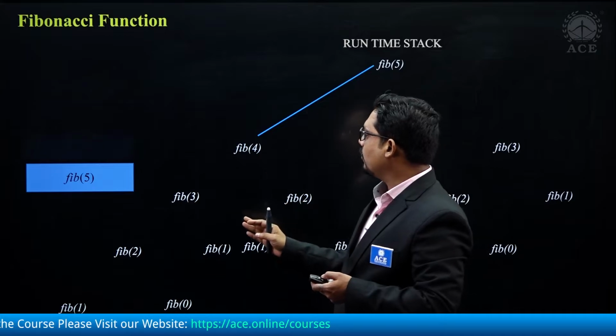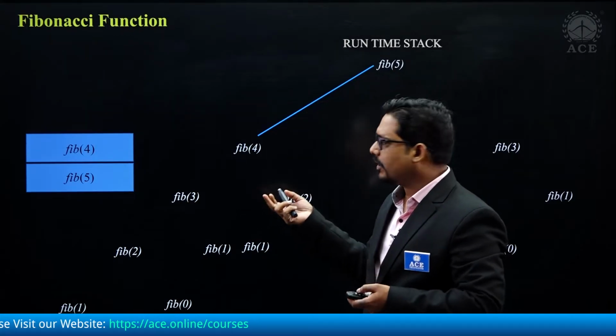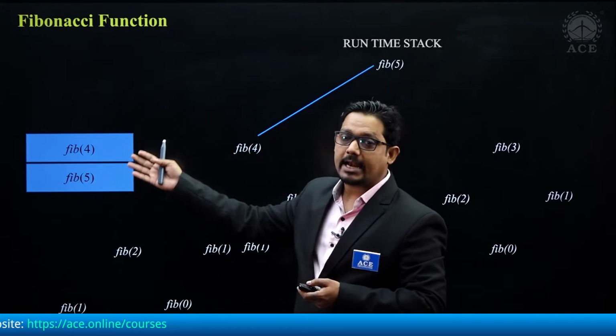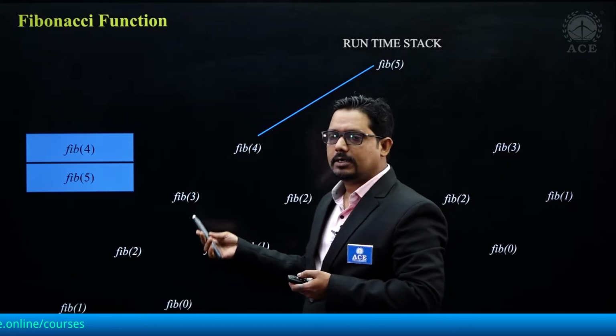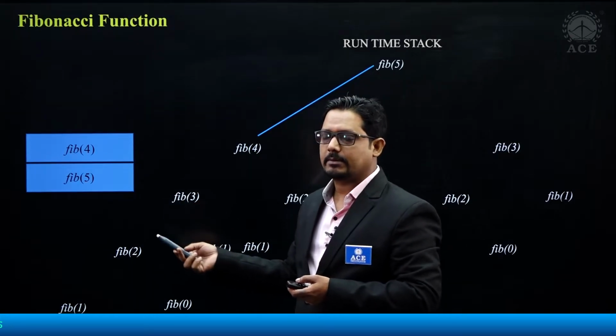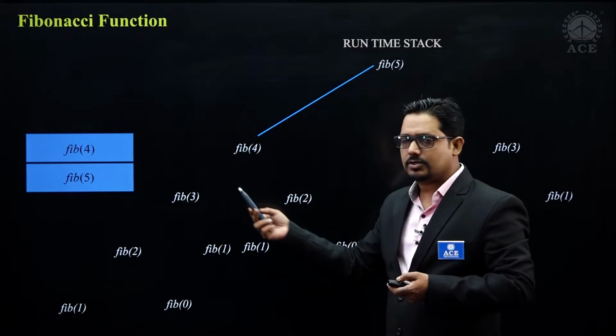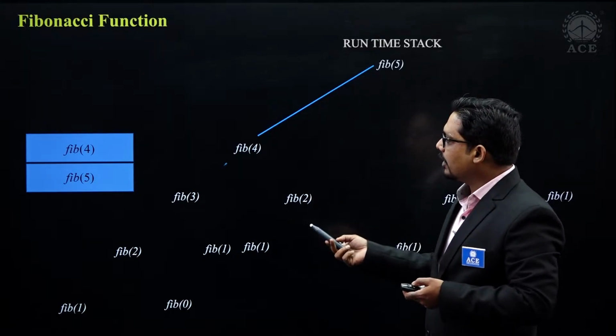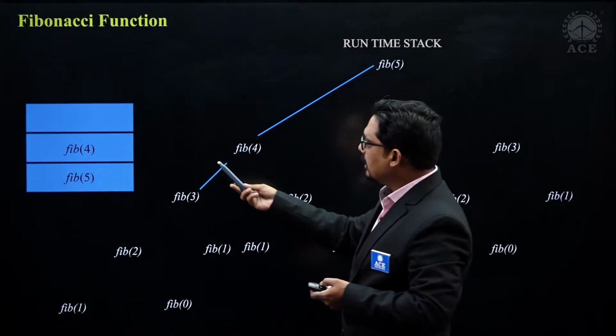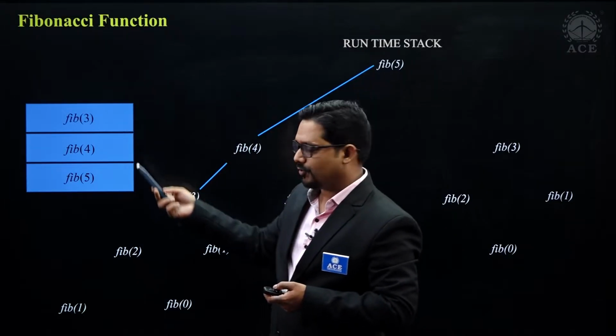The moment fib4 is called, one activation record will be created for fib4 and it will be pushed into the runtime stack. This is our runtime stack. fib4 is calling fib3 and fib2, but first it will call fib3, and in that case fib3 will be pushed into the stack.